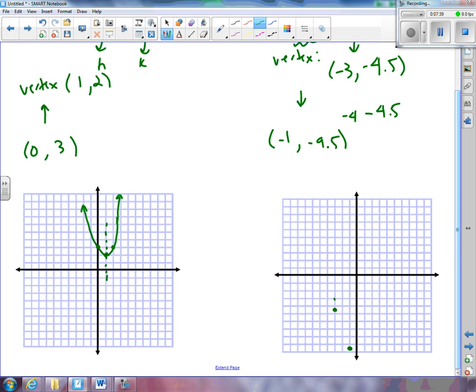Now you know that this is your axis of symmetry, so you should reflect this point over that line to give you a nice guide to draw your parabola. Isn't that just beautiful?